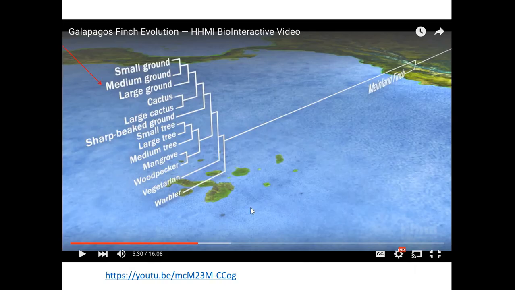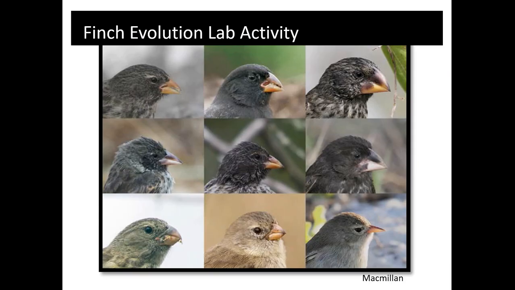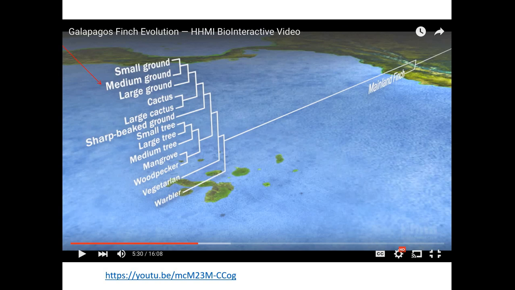On the Galapagos Islands, there are 13 species of finches. In the video, the narrator is going to explain that there were two researchers named Peter and Rosemary Grant who collected data on the beaks and some other traits of these finches.